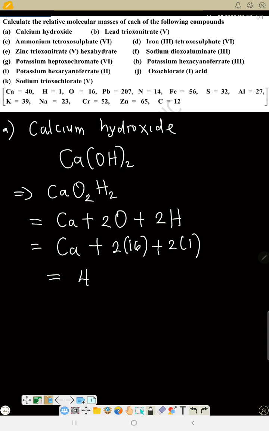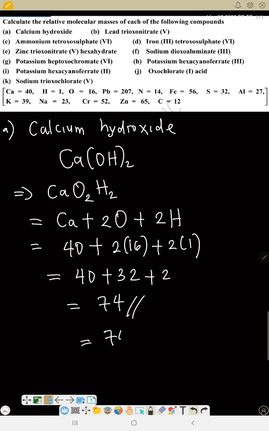So calcium is 40. So this is 40 plus 32 plus 2. So everything here is 74. Without a unit, that is the relative molecular mass, but 74 gram per mole is the molar mass if you put the unit. So molar mass is the relative molecular mass in gram per mole.